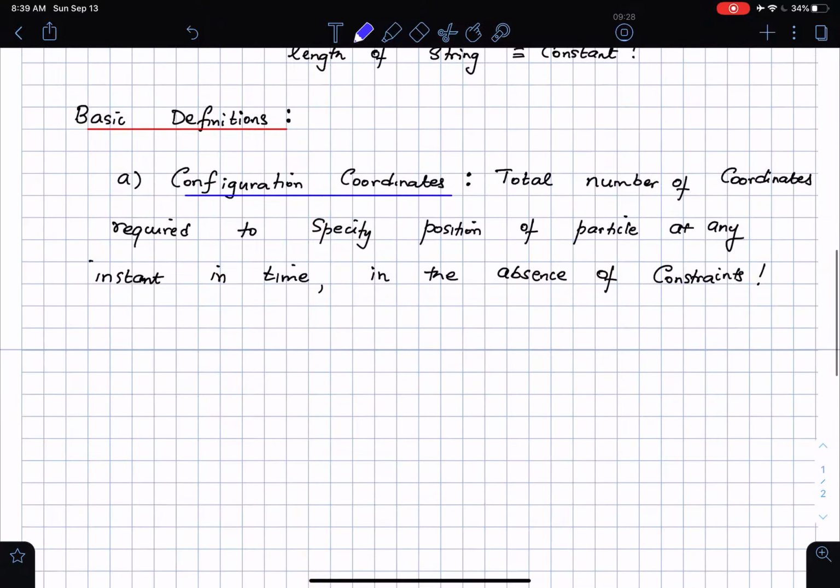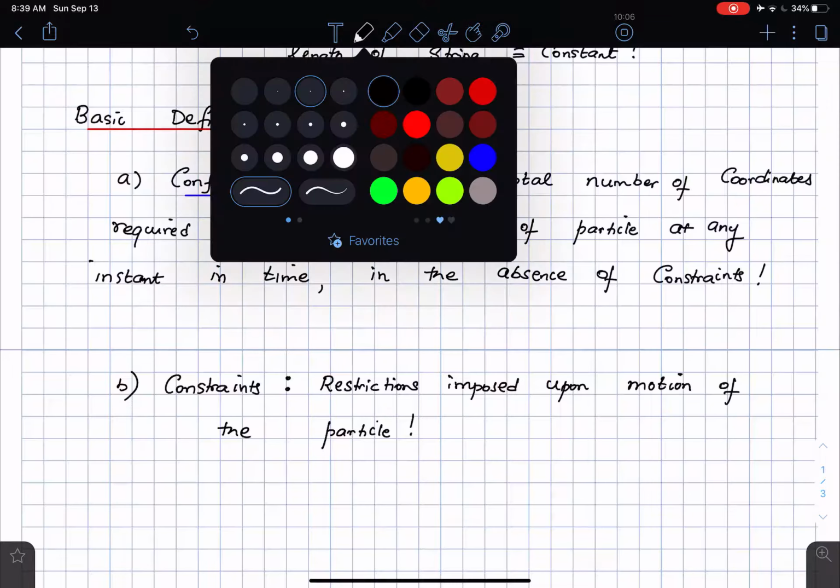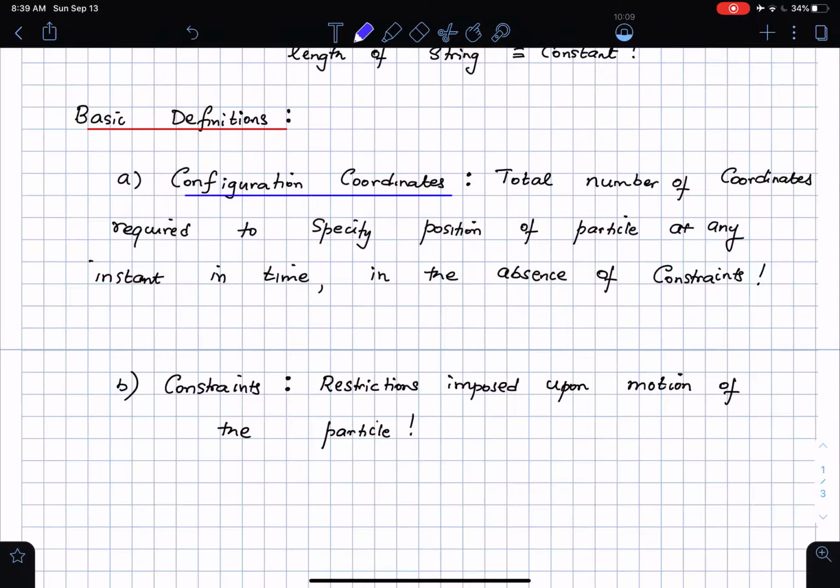view of our problem, which automatically leads us to thinking, what are constraints? Constraints are typically restrictions on the motion of the particle. So these are restrictions imposed upon the motion of the particle. So this is meant by a constraint.